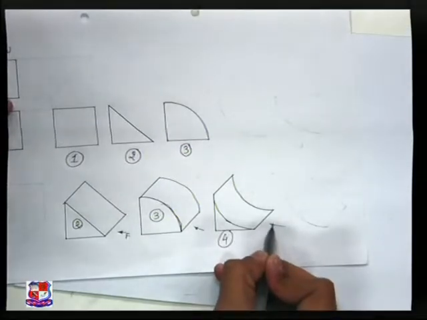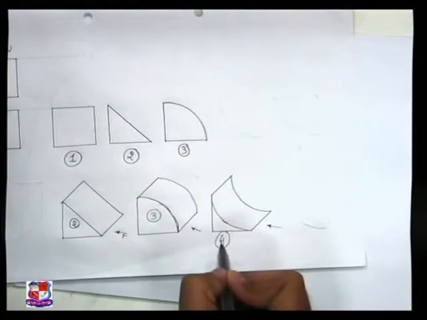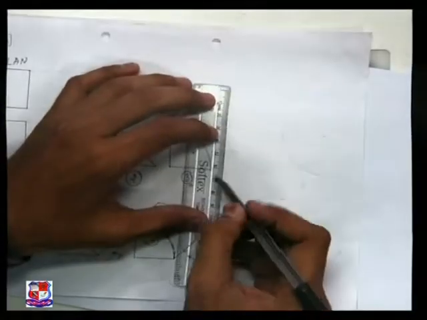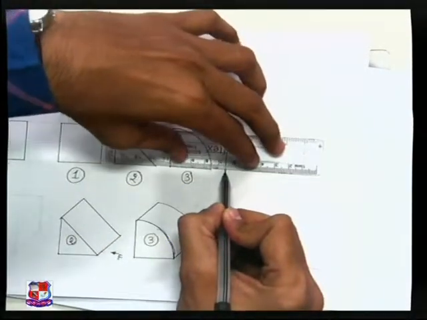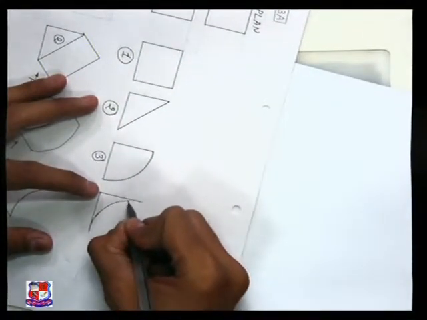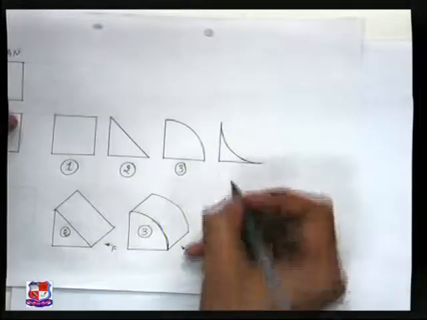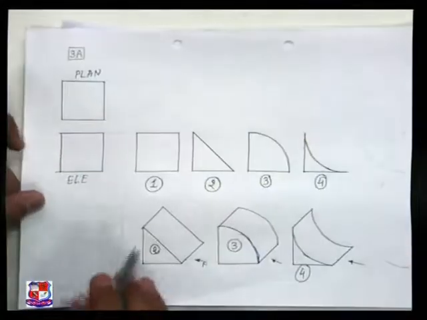If this is the object, if you look from this direction, it will appear as a square. In top view also it will appear as a square, but in side view it would appear like this. And here an arc would be there, and the radius of this arc would be equal to the width of this square. So this is the fourth possibility, having top view and front view as a square.